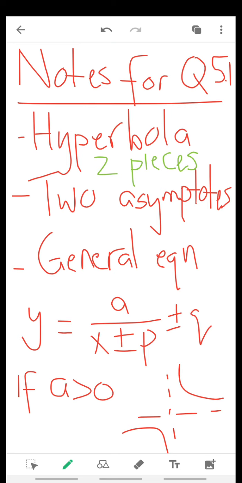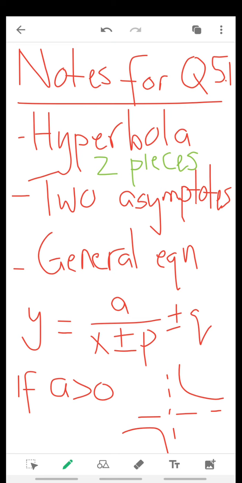touch or cross. Another thing is that a hyperbola has a general equation, which is y equals a over x plus or minus p, plus or minus q. You need to know and understand the function of a, p, and q. What do they stand for, and how do they help you to sketch a hyperbolic function? First of all, let's start with a.